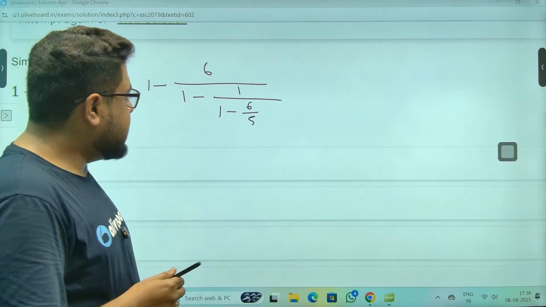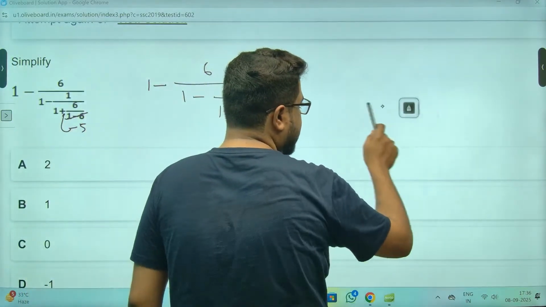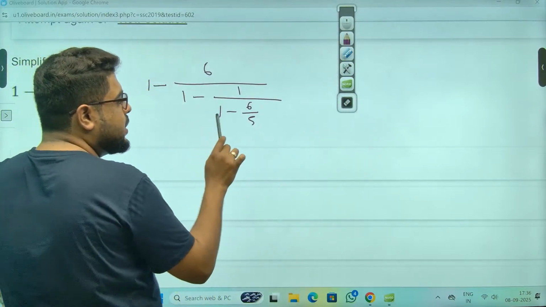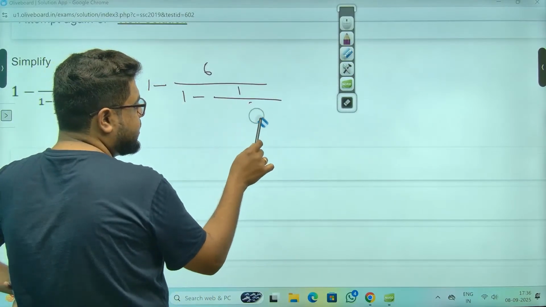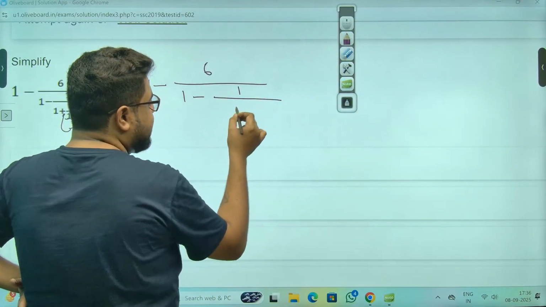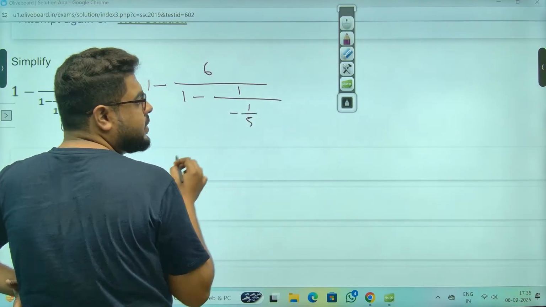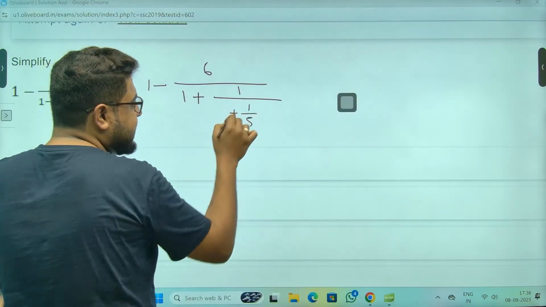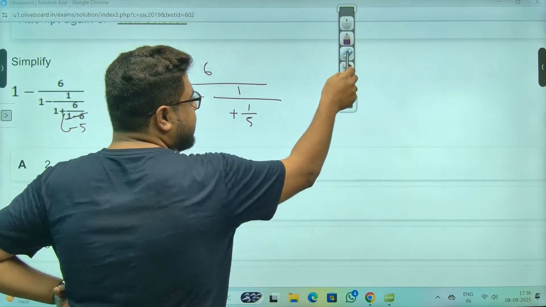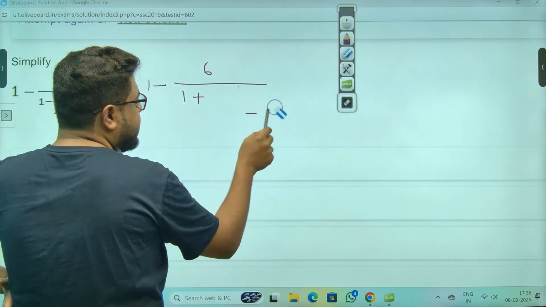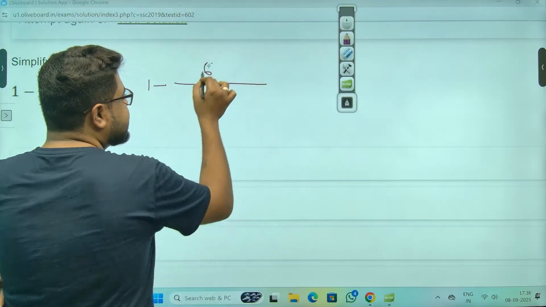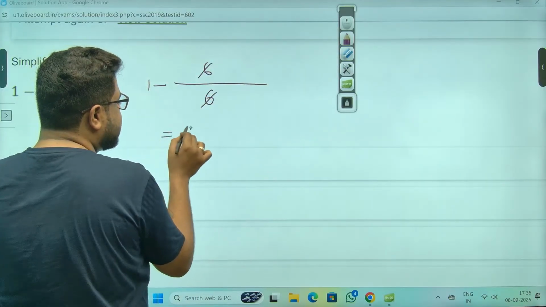Correct? Now 6 by 5 means what, sir? So you see, this is minus 1 by 5. This minus goes there. So this is, again, this means 5. 1 by 1 by 5. That means 5. 5 plus 1 is 6, sir. 6 by 6 is 1, sir. 1 minus 1 is 0, sir.